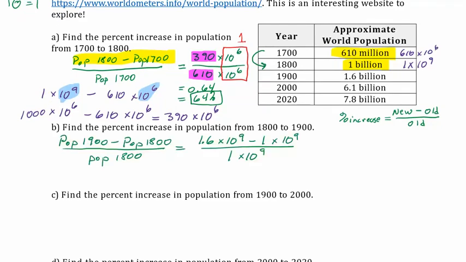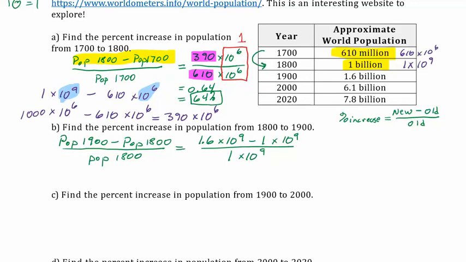Okay, how's your setup look? Population of 1900 minus the population of 1800 divided by the population of 1800. Make sure you're dividing by 1800, the old or the original population, before it increased. So these are given to us in billions. Do not write all the zeros out. You're subtracting something in billions minus something in billions.